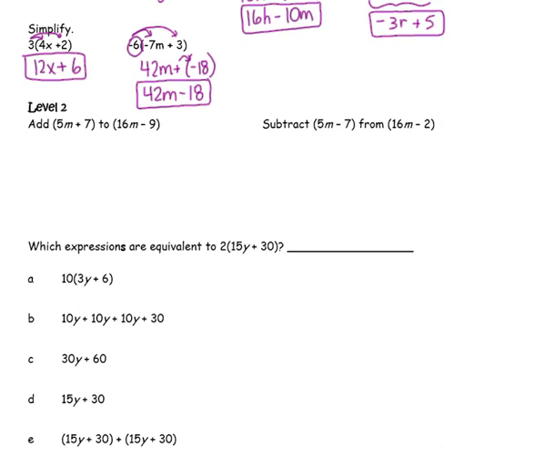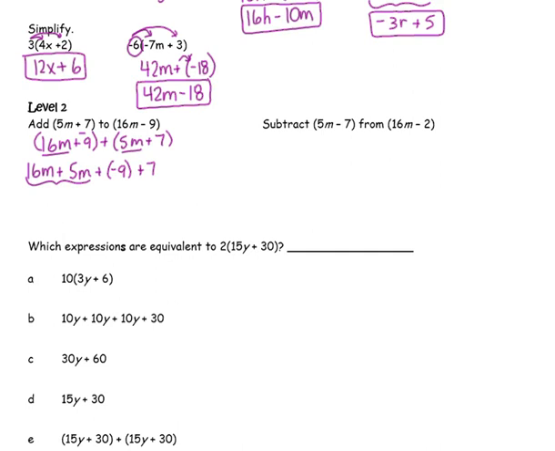Next, add 5m plus 7 to the quantity 16m minus 9. 16m minus 9 plus 5m plus 7. Start by rewriting subtraction as adding the opposite. Now it is all addition and we can use any order, any grouping. 16m and 5m are like terms, so we will group them together. 16m plus 5m plus negative 9 plus 7.